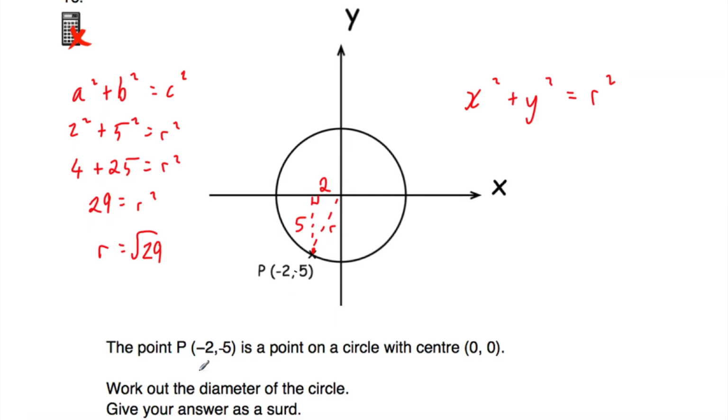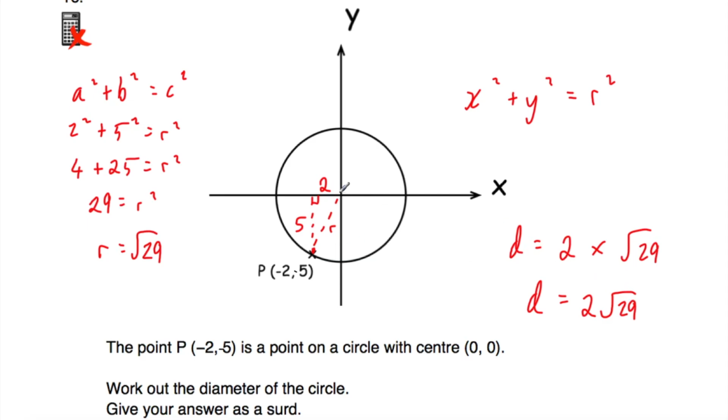But in this question, we've been asked to work out the diameter of the circle and to give our answer as a surd. So to find the diameter of a circle, you can just double the radius. So the diameter would be equal to 2 multiplied by, or double, root 29. So 2 times root 29, and then we just put these together, so that'll be 2 root 29. So the diameter of the circle is equal to 2 root 29.